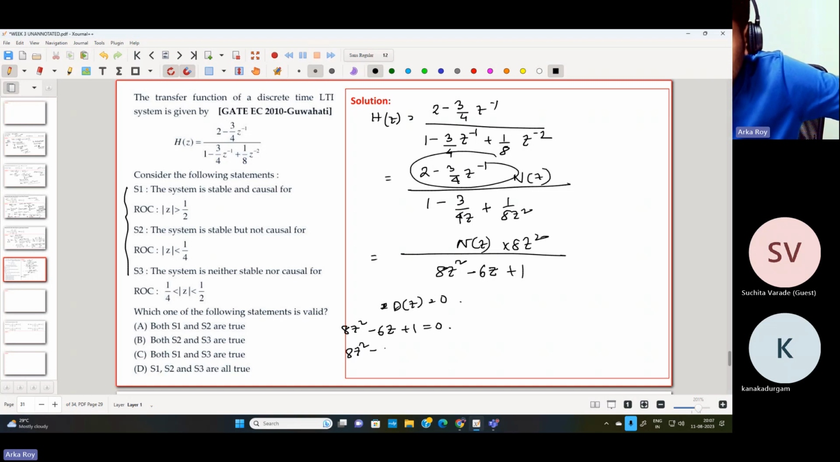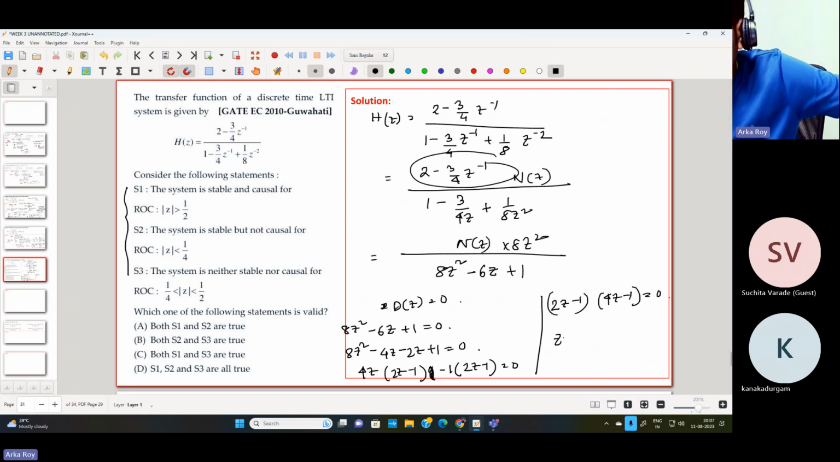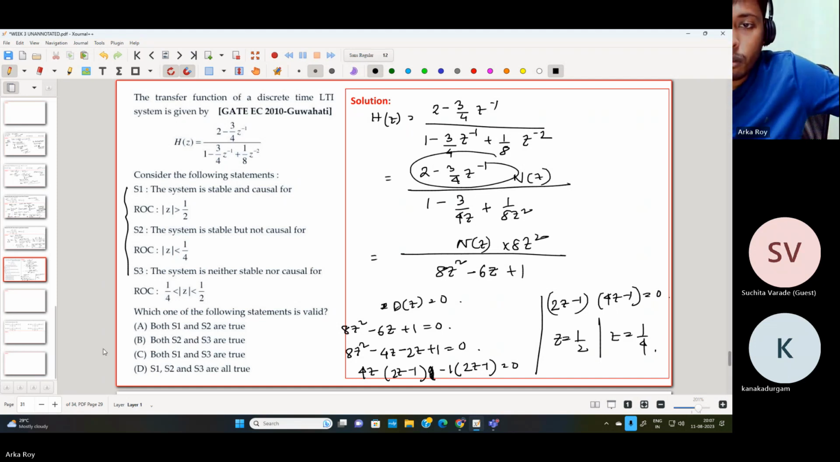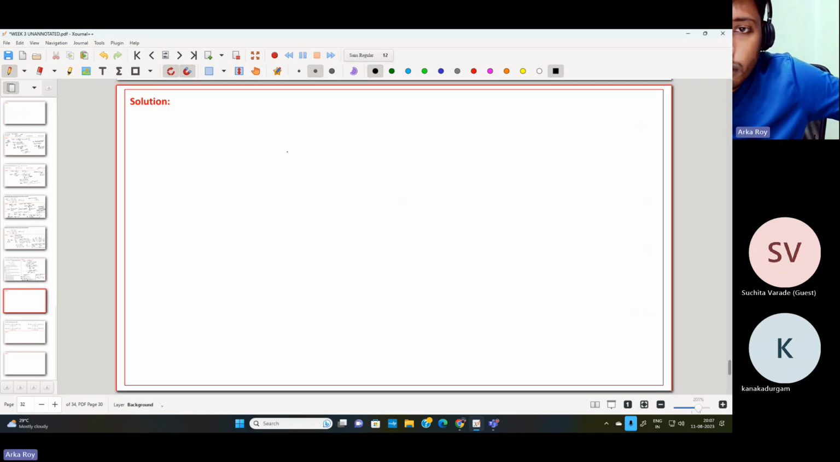So 8z square minus 4z minus 2z plus 1 equals 0. 4z(2z minus 1) minus 1(2z minus 1) equals 0. So (2z minus 1)(4z minus 1) equals 0. So our poles are at 1 upon 2 and 1 upon 4. Okay. So poles are at 1 upon 4 and 1 upon 2.